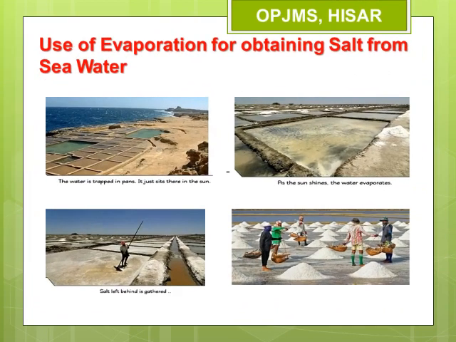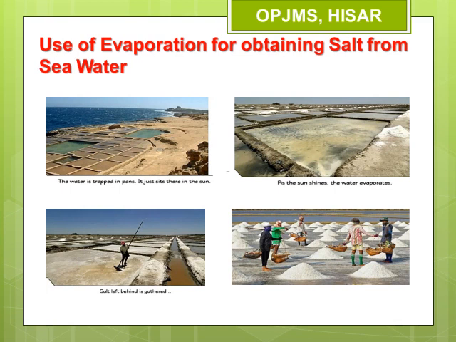The process of evaporation is used to obtain salt on a large scale from seawater. Seawater is first of all trapped in shallow ponds called lagoons, and it is allowed to stand there. The heat of the sun gradually evaporates the water completely in the shallow pits, leaving behind the solid salt. This mixture of salt is then further purified to obtain common salt.